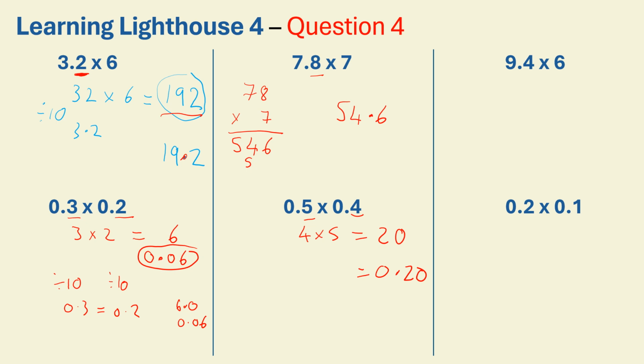Press pause, try column 3. Column 3, 94 times 6. 6 4s are 24. 9 6s are 54. That's 564. We've got one number after the point, 56.4. Seems about right because 6 times 10 is 60. And 0.2 times 0.1, well, 2 times 1 is 2. Two numbers after the point, 0.02.